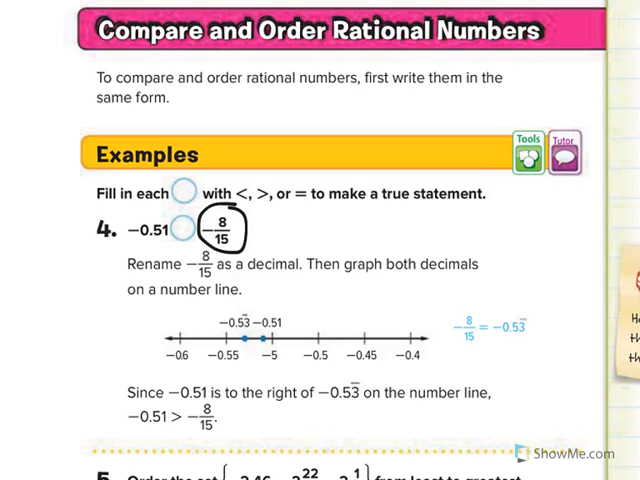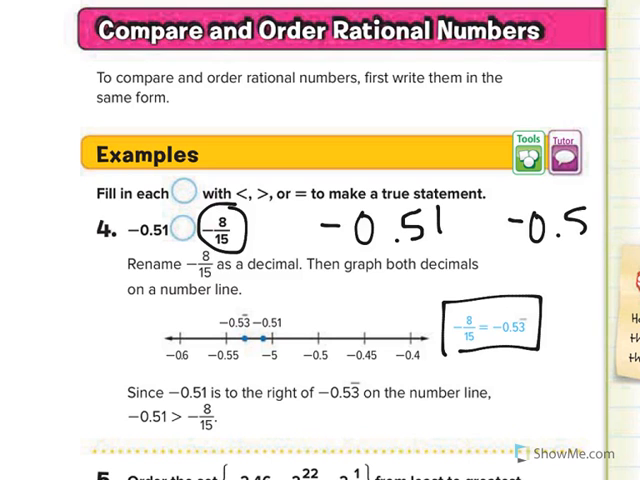If you go ahead over to the side and do that long division, you should see that negative 8 fifteenths is equal to negative 53 hundredths with the 3 hundredths repeating. So you're looking at negative 0.51 and negative 0.53 repeating. Okay, you can graph them both on a number line. And remember, these are negatives, so here's going to be negative 51 hundredths and negative 53 hundredths repeating.